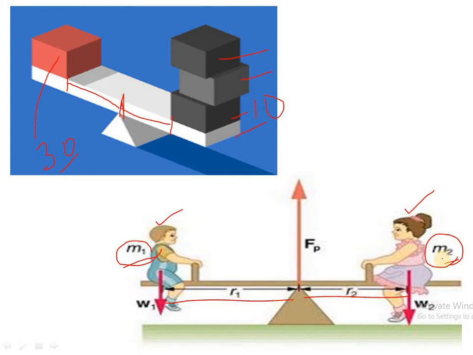So imagine M2 is greater and R2 is smaller. So this becomes M2 into R2, and similarly here it will be M1 into R1. Your product should be the same. It means we are balancing this force. This is nothing but your centrifugal force.